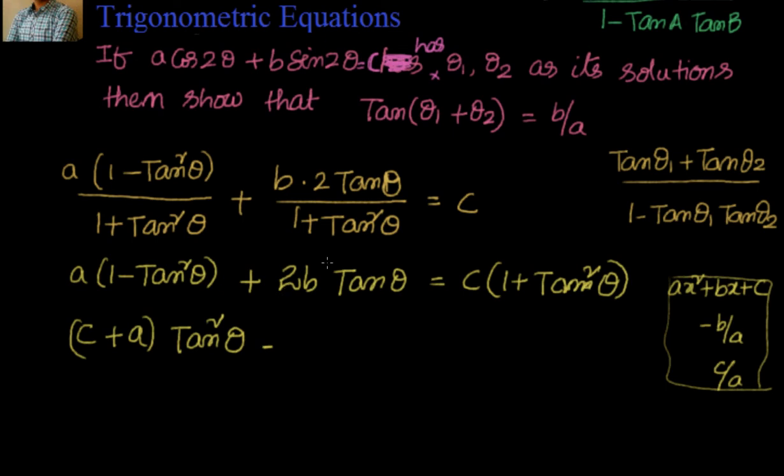Now you can see this is in the form of a tan square theta plus b tan theta plus c equal to 0, where tan theta 1, tan theta 2 are the roots of it. Because if theta 1, theta 2 are the solutions of a cos 2 theta plus b sin 2 theta equal to c, tan theta 1, tan theta 2 will be solutions of the equation which is in the form of tans.